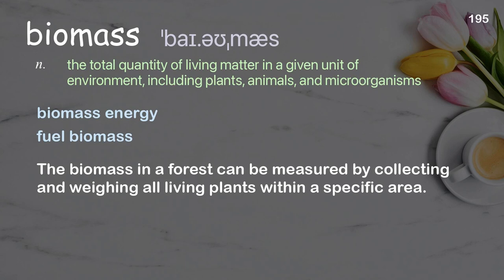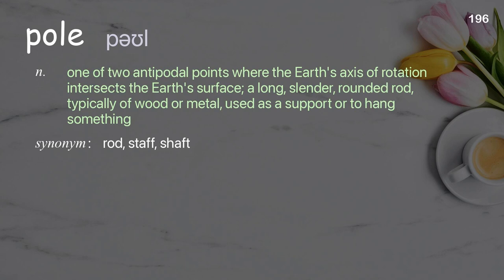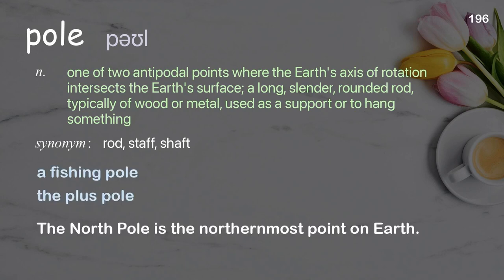Pole. One of two antipodal points where the Earth's axis of rotation intersects the Earth's surface, a long, slender, rounded rod, typically of wood or metal, used as a support or to hang something. Examples: a fishing pole, the plus pole. The North Pole is the northernmost point on Earth.